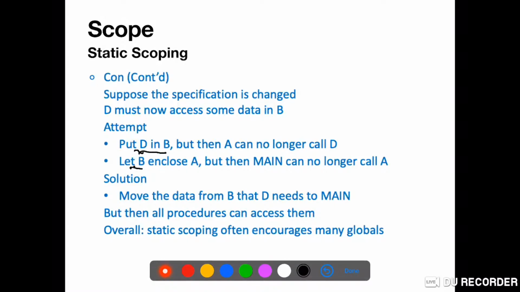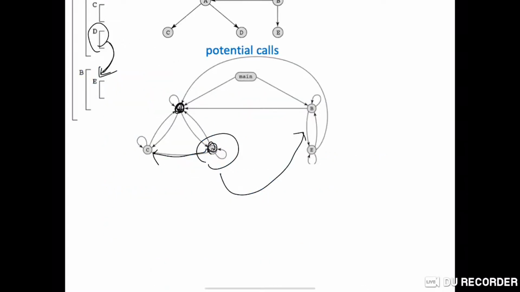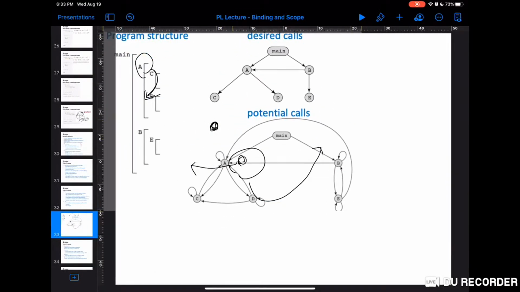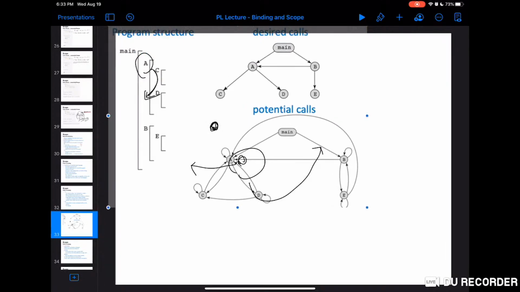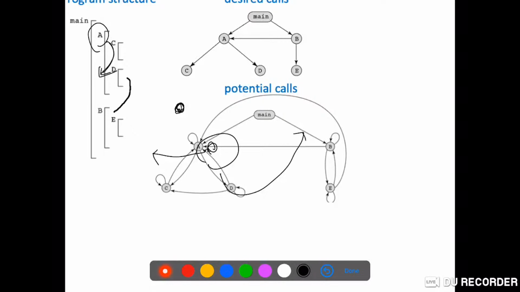And another option, you can let B enclose A. Okay, because now the problem is D wants to access B. But from static scoping, D can go up one layer, to A. So if you make sure A also encloses B, then D can access B. So that would be another possibility of doing the program refactor.